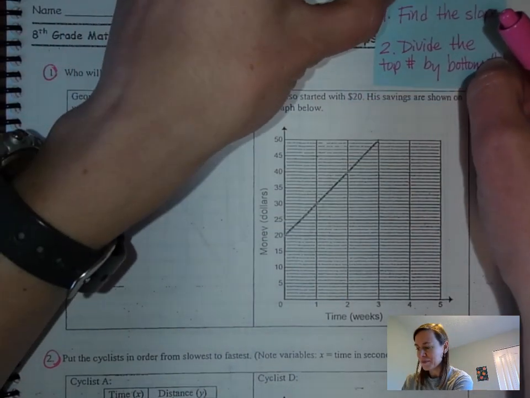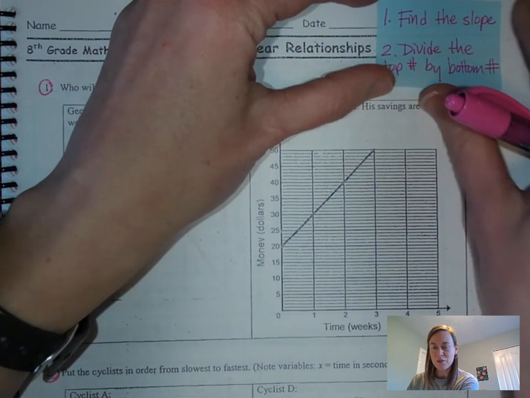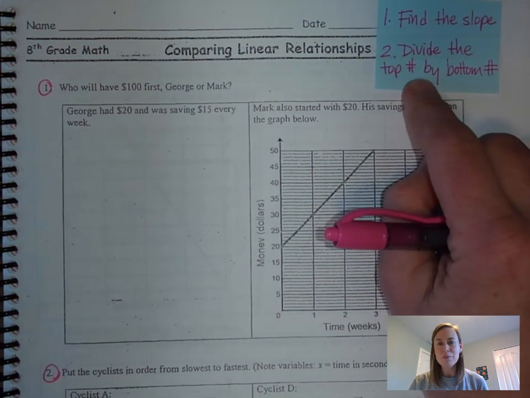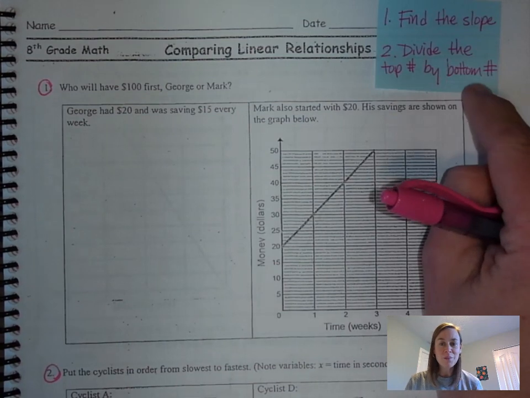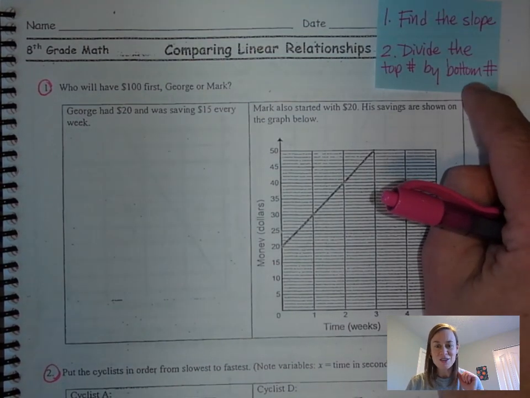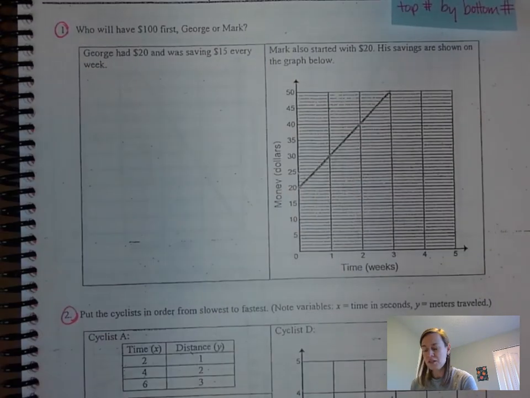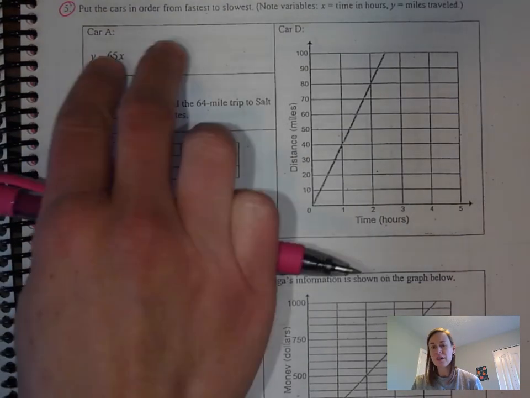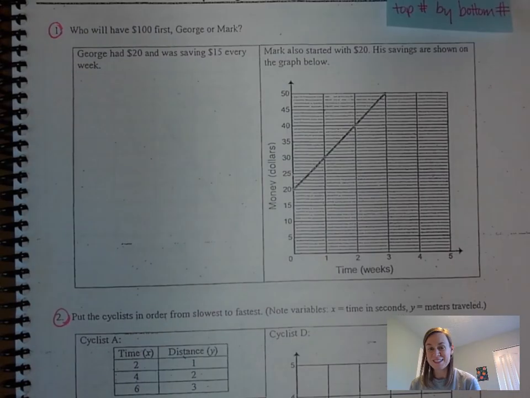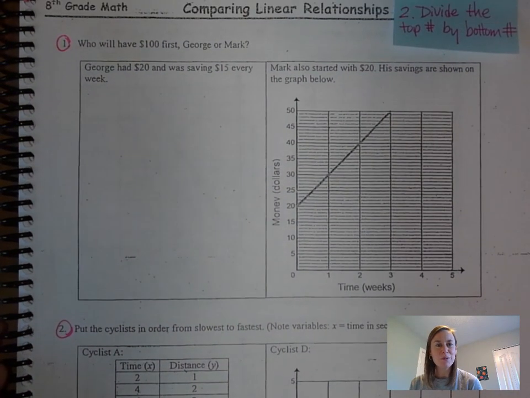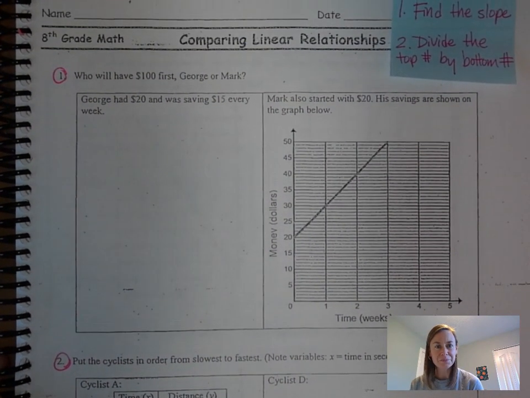Here are our steps. So first, we are going to find the slope, and then we're going to divide that top number by the bottom number, and that's going to give us a nice, neat unit rate. In this video, I'm going to go over problems 1, 2, 4, and 5. Let's get started.